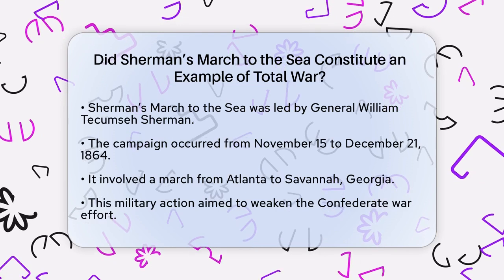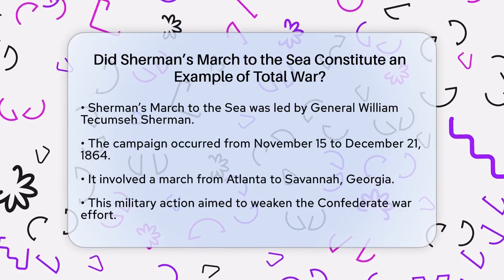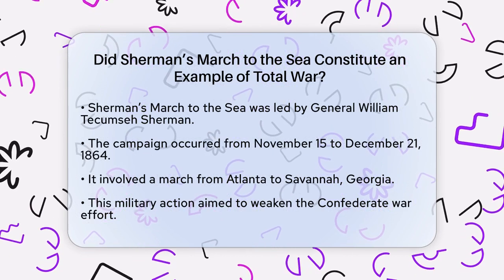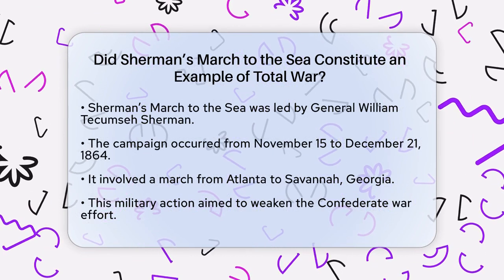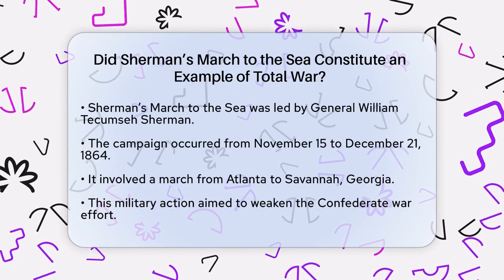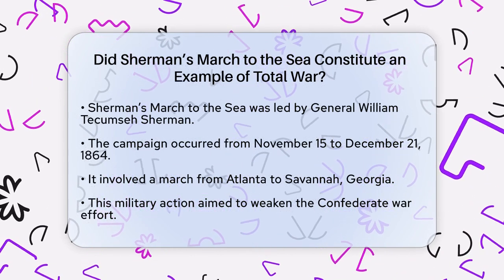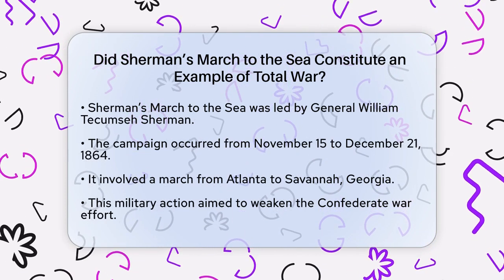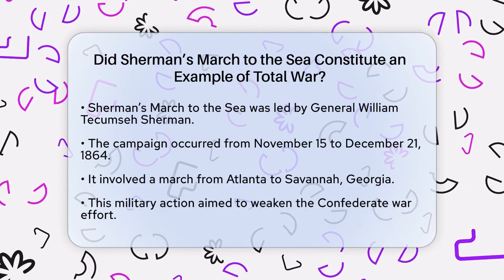Sherman's march to the sea was a military campaign during the American Civil War, led by General William Tecumseh Sherman. It took place from November 15 to December 21, 1864, and involved Sherman's troops marching from Atlanta to the coastal city of Savannah, Georgia. This campaign was part of a broader strategy to cripple the Confederate war effort.